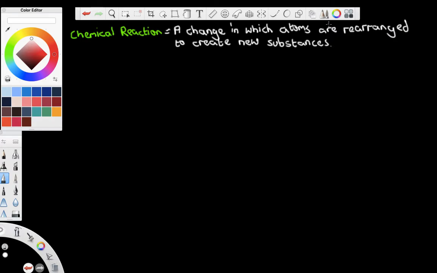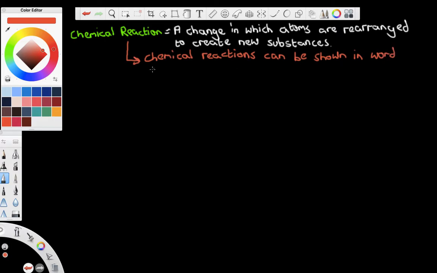Now we can show chemical reactions in word equations and in symbol equations. So chemical reactions can be shown in word equations and symbol equations.